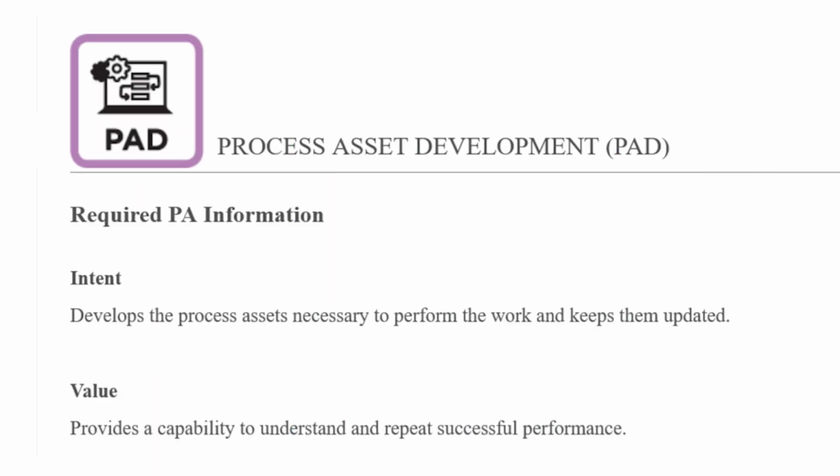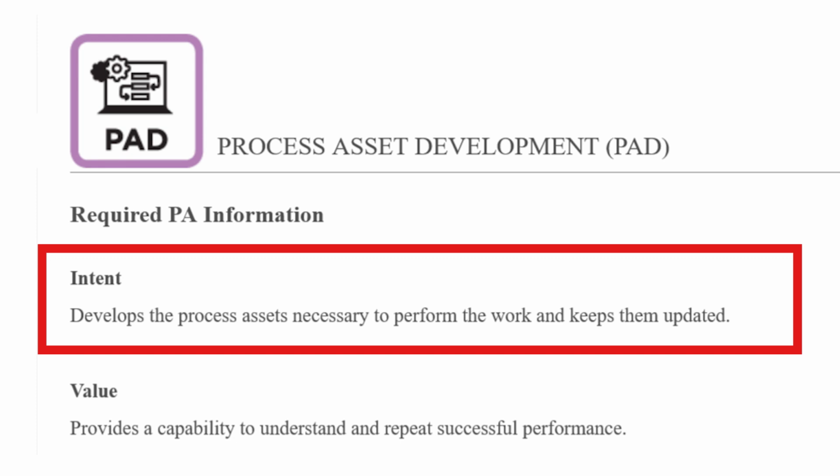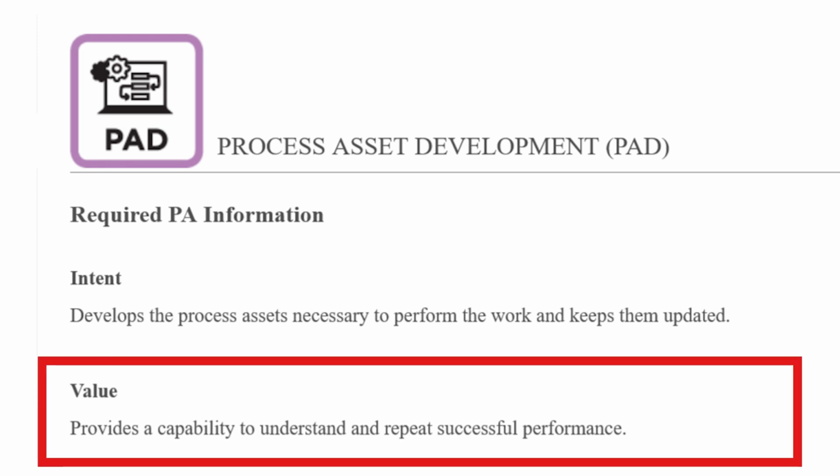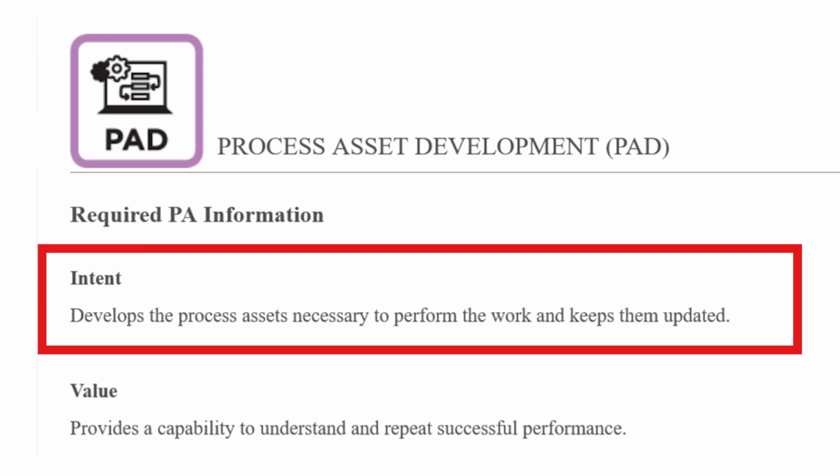We shall start our review by looking at the key mandatory model components, the high-level intent and value statements. Intent: develops the process assets necessary to perform the work and keeps them updated. Value: provides a capability to understand and repeat successful performance. As we can see from the intent statement, PAD has a very specific mission. It is there to provide guidance on the development and subsequent update of all process assets needed to perform the work.